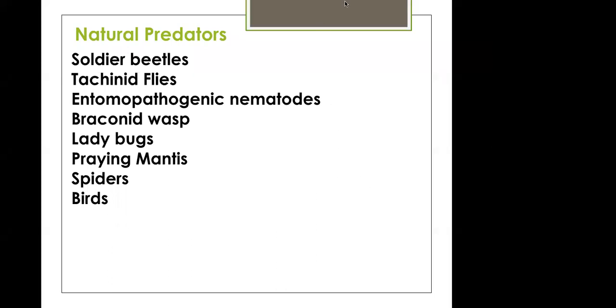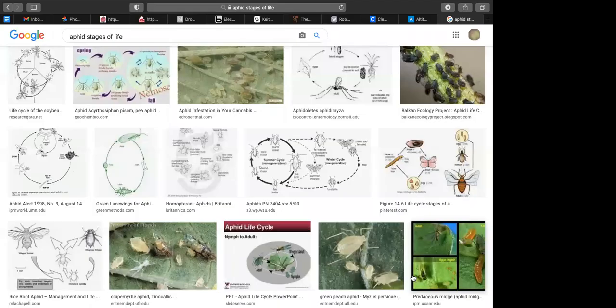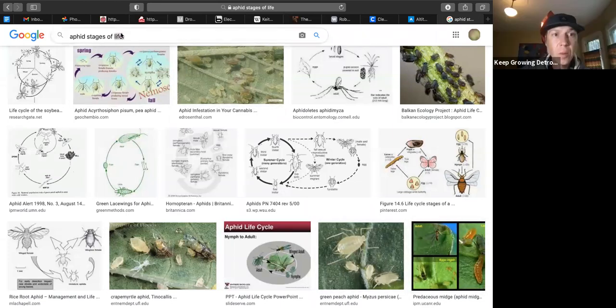Let's see. I'm not sure if I did the right thing, but here's what I found for aphid life stages. Oh, the ladybug life stages. Oh, I'm sorry.